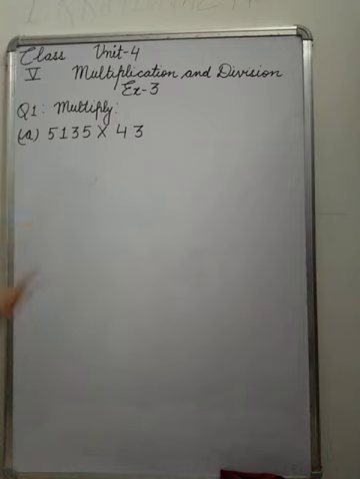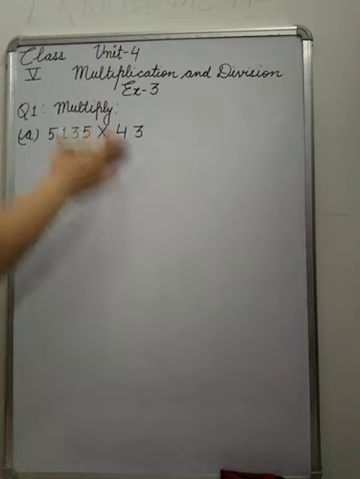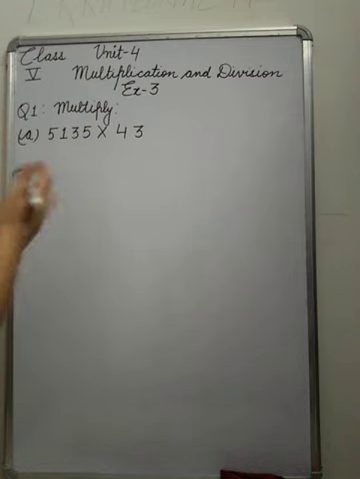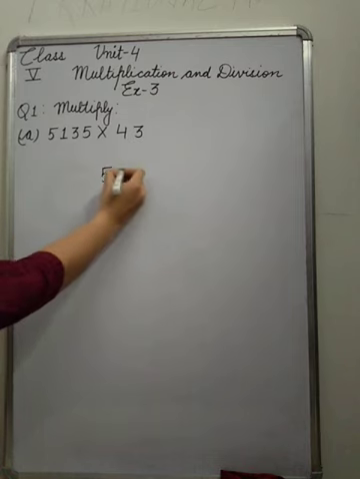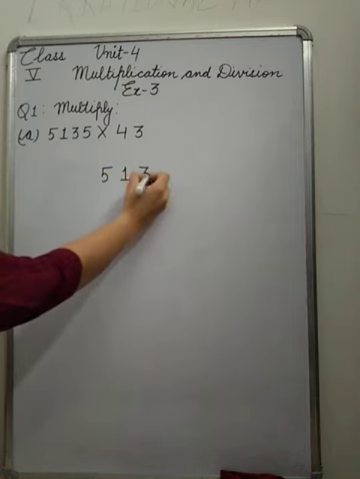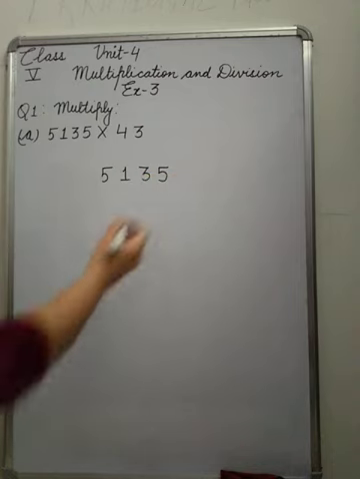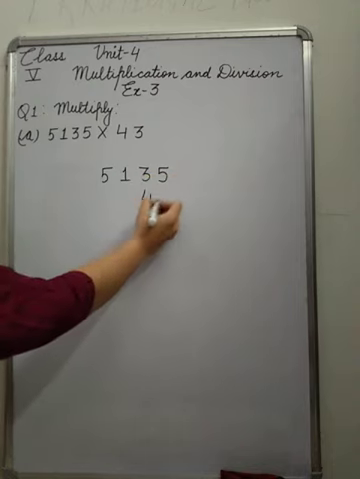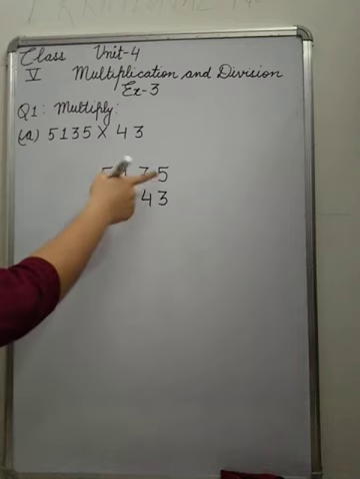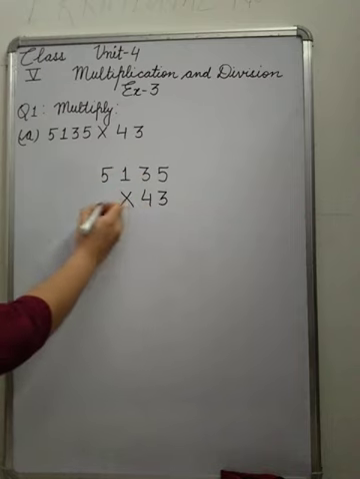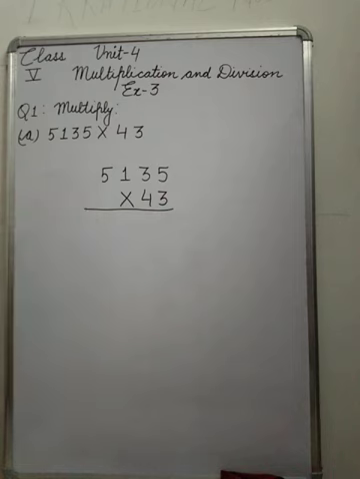So you have to multiply these two numbers. Firstly, write them in vertical columns. See, in horizontal form it is given, you have to write in vertical columns. See how you write, write in this form: 5135. Now this 43, write it here in this manner. Now you have to do multiplication. This is the sign of multiplication.